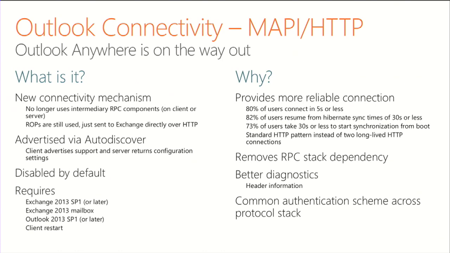So this is the fundamental reason why we've introduced this new protocol known as MAPI HTTP. It removes the entire RPC intermediary components from both the client and the server from a connectivity perspective. It does require Service Pack 1 for Exchange 2013 and Outlook 2013, the most up-to-date Outlook 2013 bits, depending on how you're rolling out Office 2013, whether it's the MSI or the Office 365 subscription.